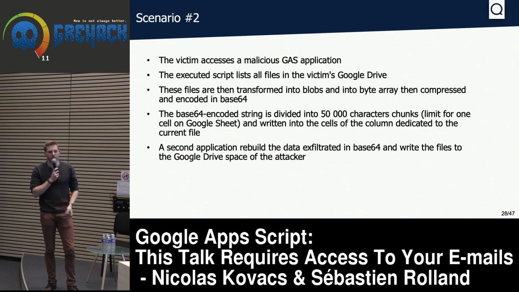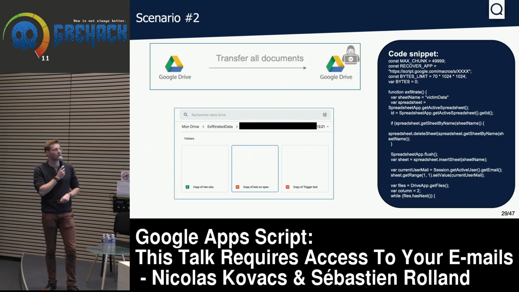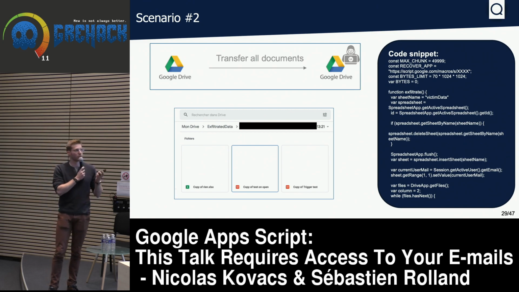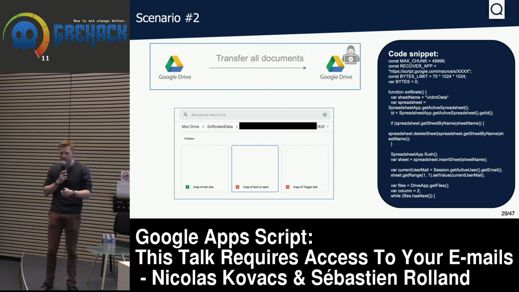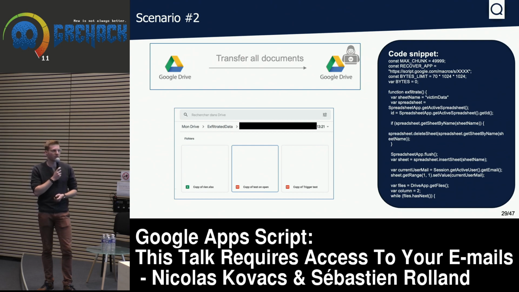After that, a second application that runs as the attacker does the exact opposite and recovers the files from the base64 strings. So at the end, the attacker gets a new folder in his drive named after the victim, and he gets a copy of the files. So this scenario is very powerful, and it leaves almost zero trace, but it does have some limitations.